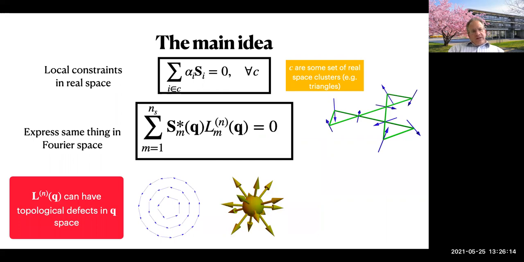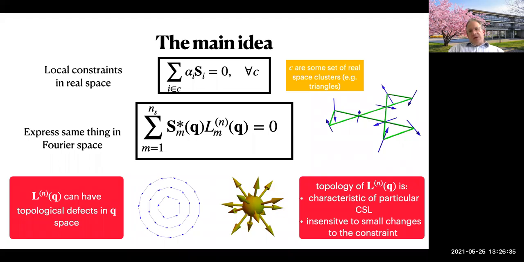And now the point is that this vector field L, which is defined in the Brillouin zone, can have a topological structure which is familiar from other places, like it can have vortices in 2D or skyrmion number in 3D. And so what I'm going to argue is that this topology of these constraint fields L can be characteristic of a particular classical spin liquid, and it can be insensitive to small changes in the constraint.